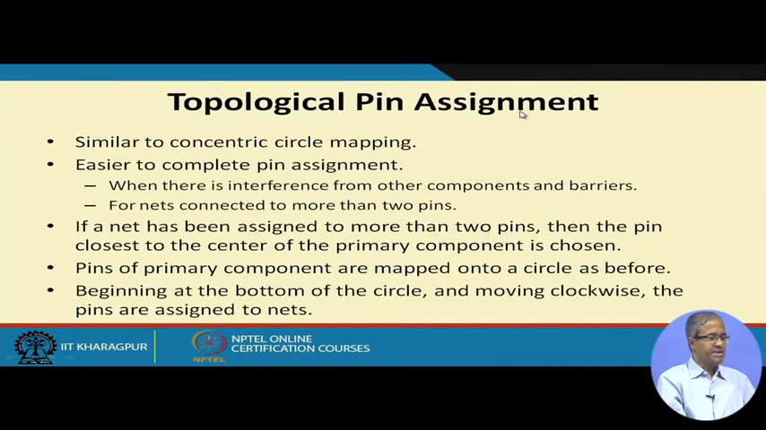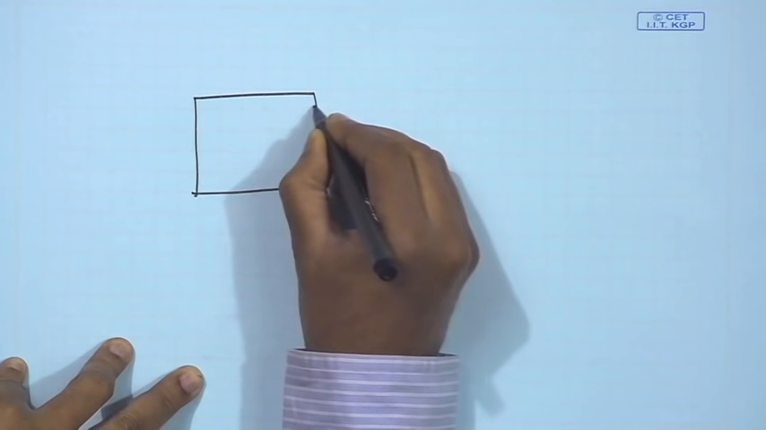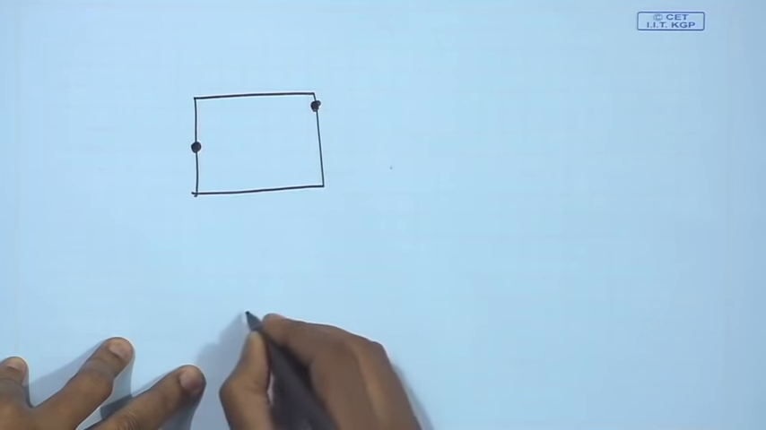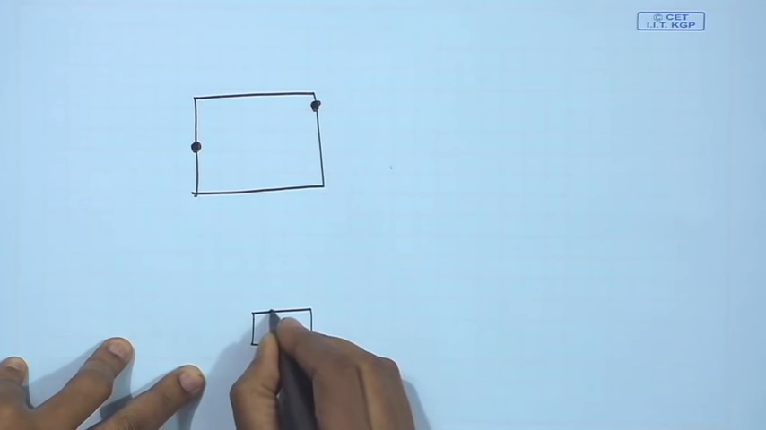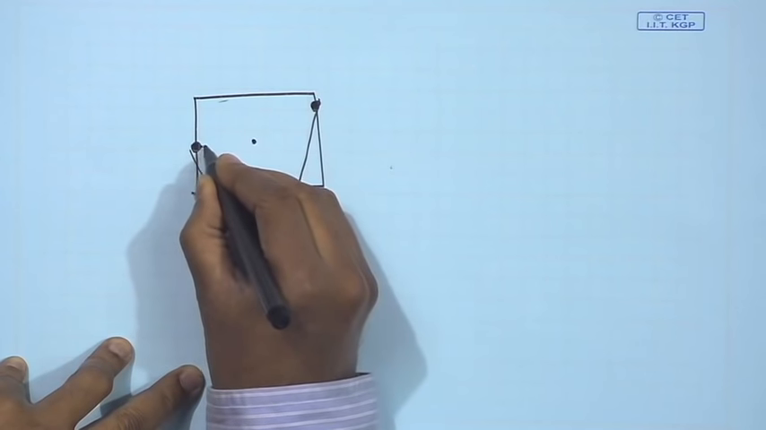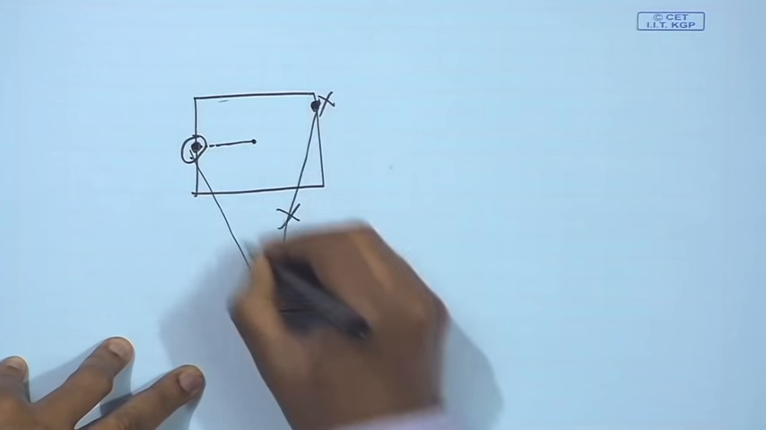Topological pin assignment is an alternate method which is quite similar to concentric circle mapping. In fact, it is a little easier. Here you can just handle nets which are assigned to more than 2 pins. If it is like that, then you take the pin which is closest to the center of the primary component. Suppose there is a block where there are 2 pins, one pin here and another pin here, and there is a block where you want to do pin assignment, with a connection to both of them. For this block, this is the center and this is the pin which is closer to the center and this is a little farther. So, you ignore this, you consider this. This is what is mentioned.